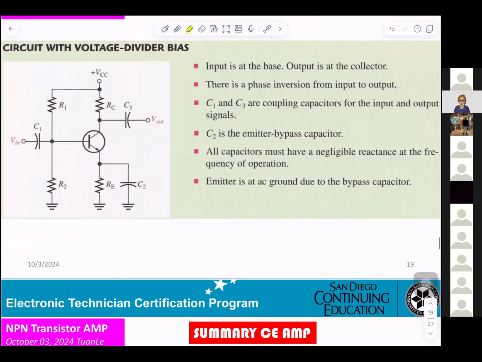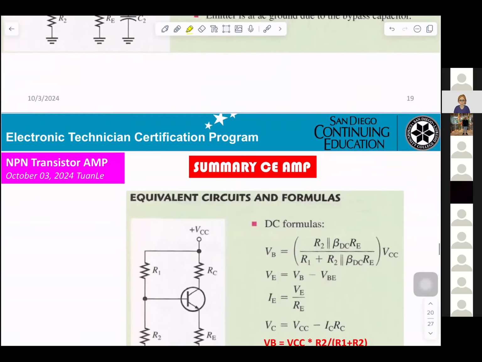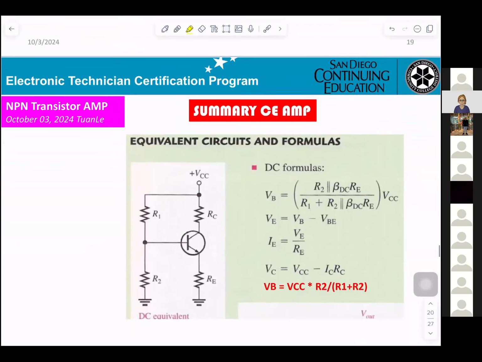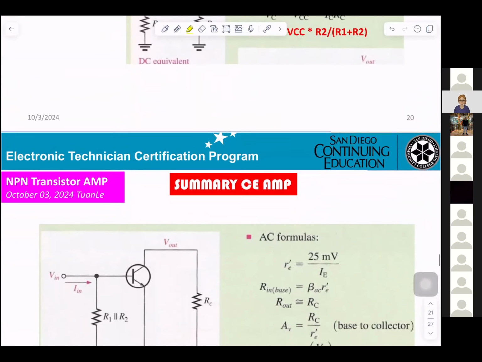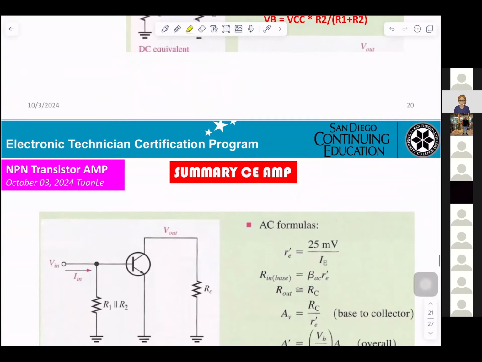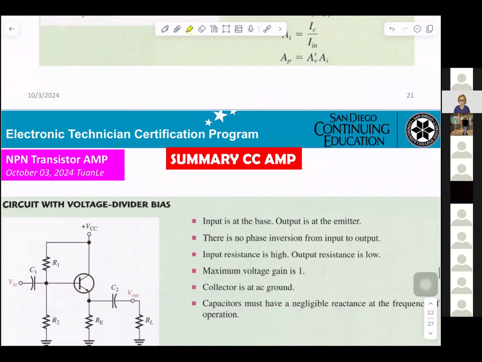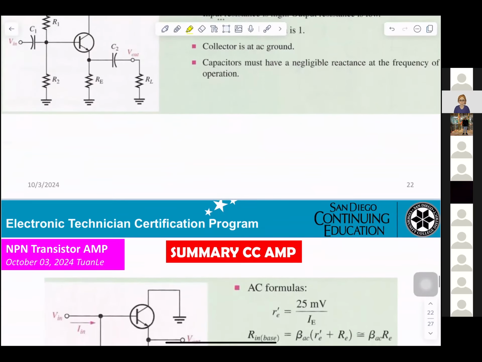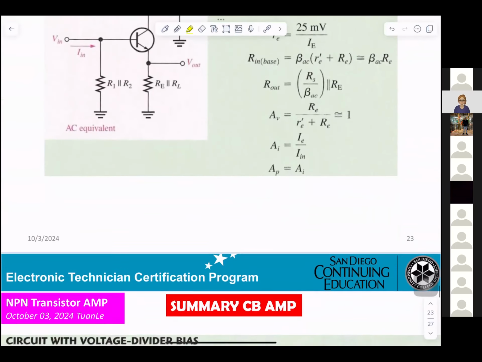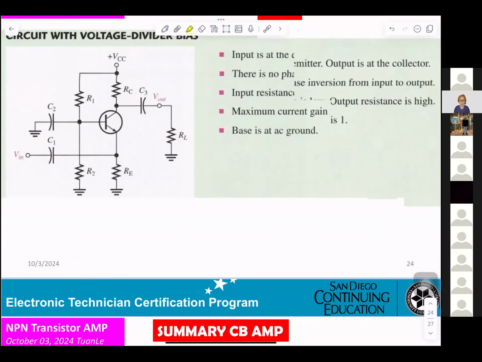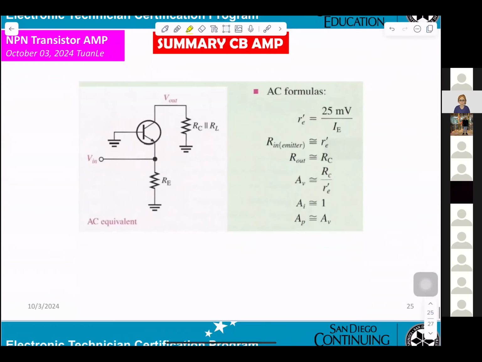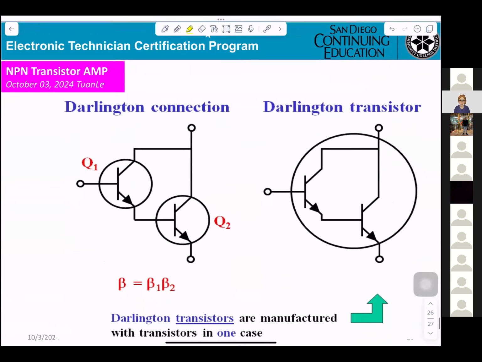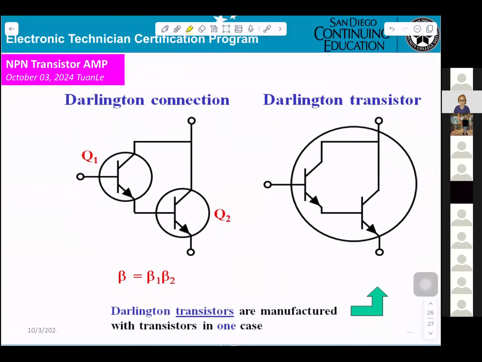And this is a summary of all of the amplifiers: CE amplifier, CC amplifier, and CB amplifier.